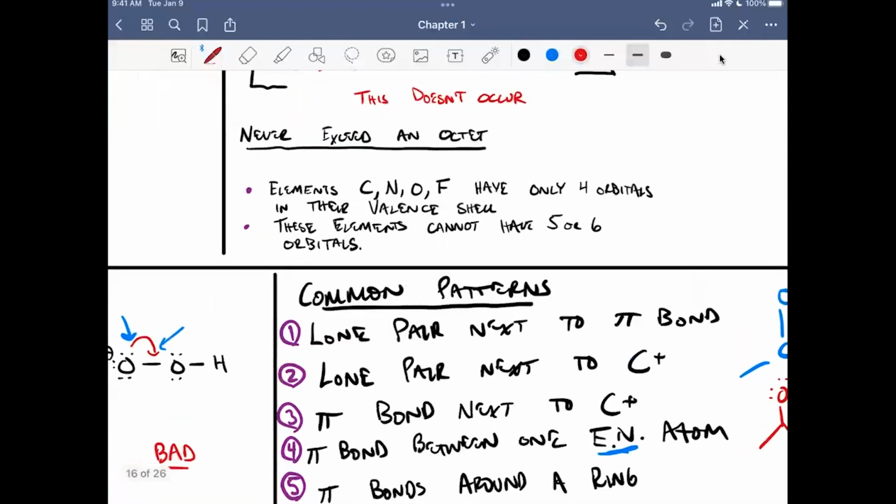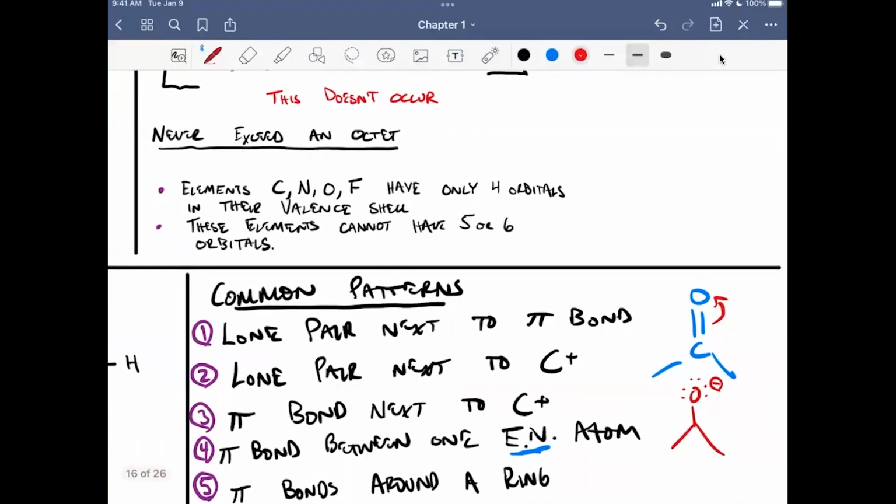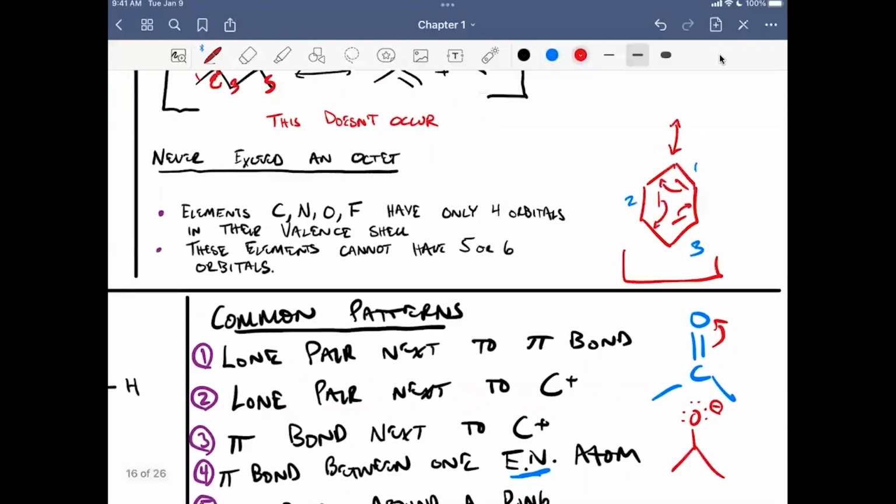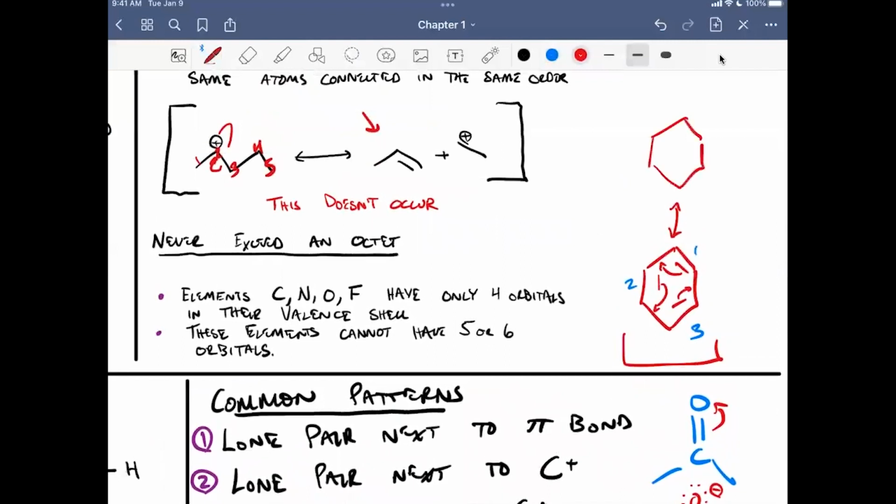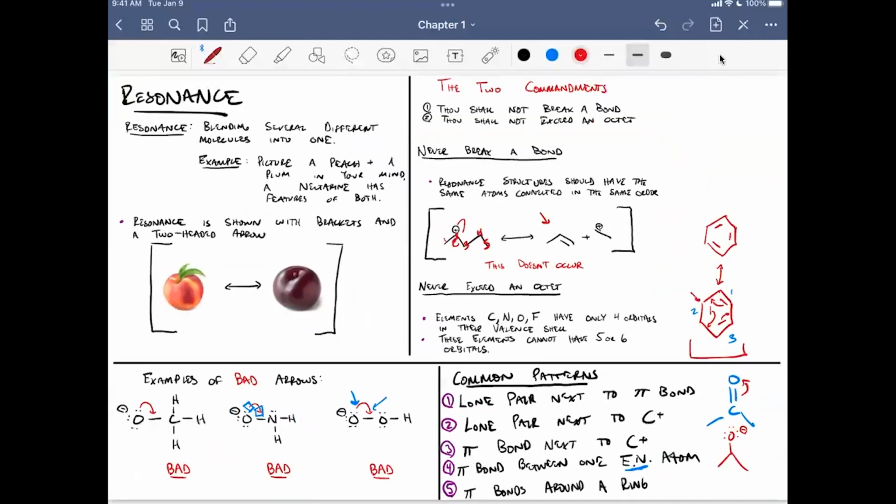Last one here is the pi bonds around a ring, which is really simple. If you have, let's say, a benzene where you have 3 pi bonds, 1, 2, 3 pi bonds, what you can do is resonate around that ring. And you'll end up with a sideways resonance formation, where your new pi bonds look the same, but in different places. Okay, so those are the 5 common patterns for resonance.